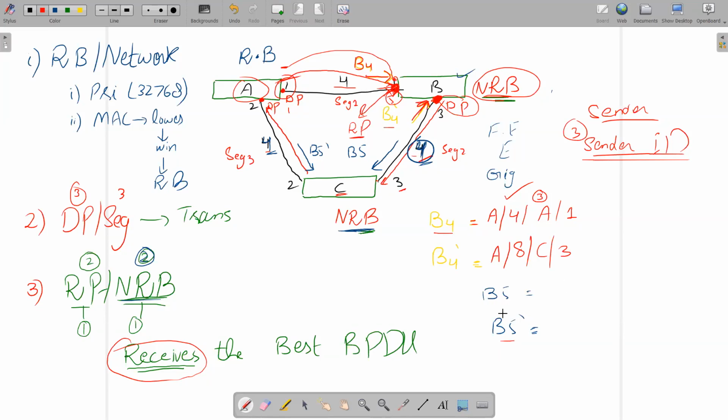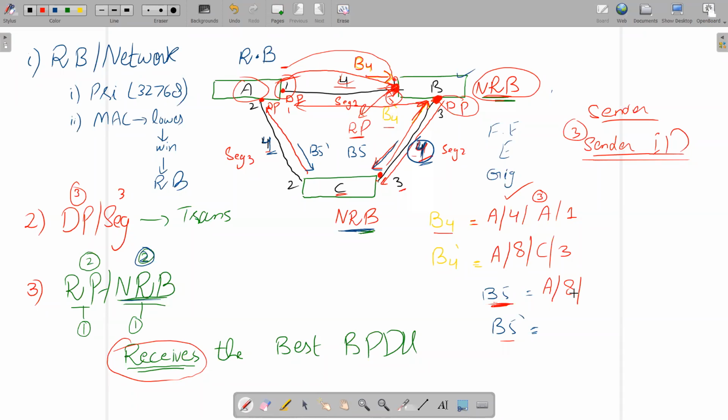First of all, we need to write, for example, B5. This is our B5, and over here, this is B5. So the first information is always the same, the root bridge information. Then you need to mention the cost. You are receiving over here, and you need to move back towards the root bridge. That means this 4, the cost would be 8. And then you need to mention the sender ID.